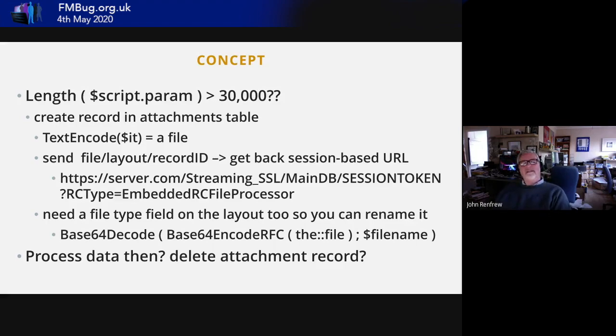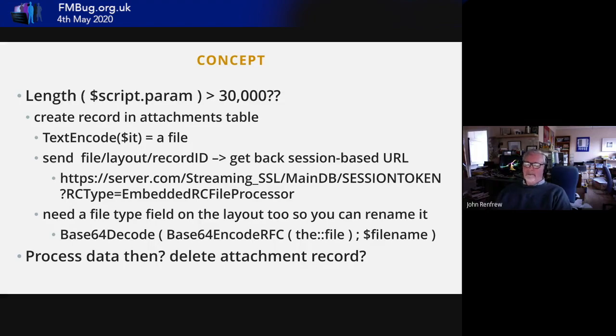If you use the text encode function on a big block of text, what it brings you back is a file. In the help, text encode brings back container data. So you could create 60 million characters, turn it into a file. When you ask for the record, so let's send a file name and the layout and the record ID and query that, where there's a container, what you'll get back is a session-based URL to the container, looking something like that line in the middle.